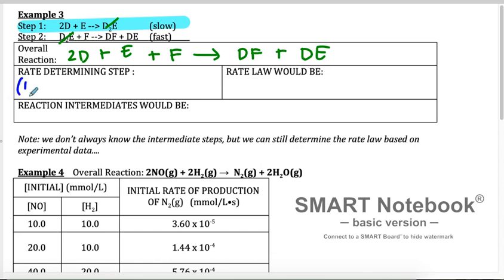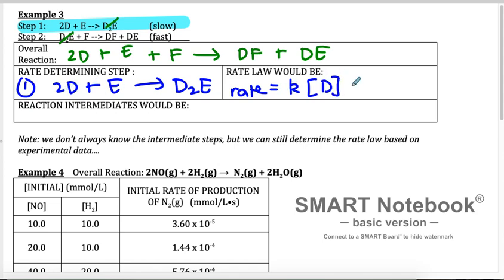So step number 1, where we have 2D plus E to form D2E. Therefore, the rate law equation will be based off of this equation here, where we have the reactants D and E, and therefore the concentration of D and the concentration of E, where the exponent for D will be squared, or 2, and E will be to the power of 1. The reaction intermediate is just D2E.